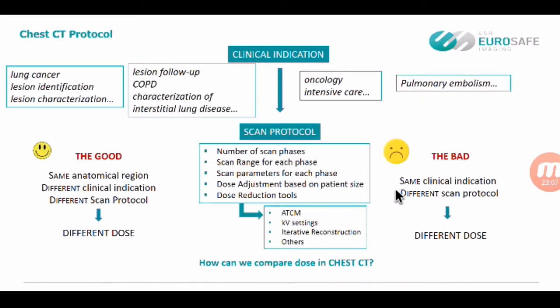And we have already heard in the previous presentation that for the same anatomical region, we can have different clinical indications, and the right approach is to choose for each indication the right scan protocol. This means the number of scan phases, the scan range for each phase, scan parameters for each phase, dose adjustment based on patient size, dose reduction tools like automatic tube current modulation, kV settings, iterative reconstruction, and others.